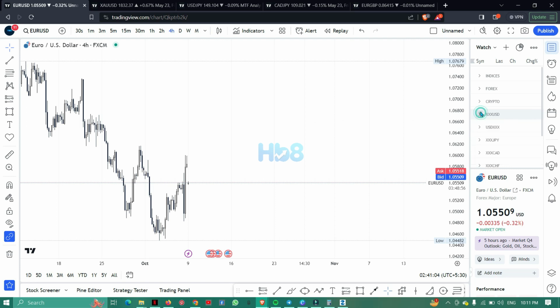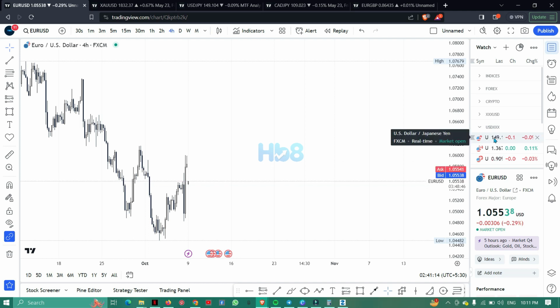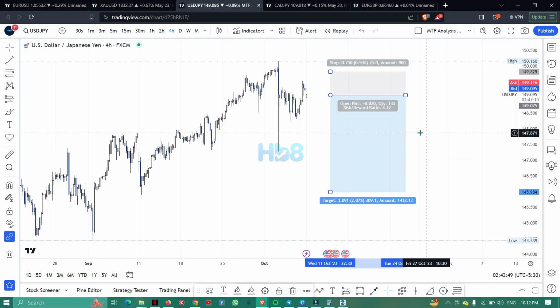Now, the next one we're going to be looking at are those ones classified under USD XXX. Okay. So we have USD Japanese yen, JPY. We have the USD CAD. We have the USD CHF. Okay, let's assume you want to calculate the right lot size for this sell position right here. So you have your entry and your stop loss.